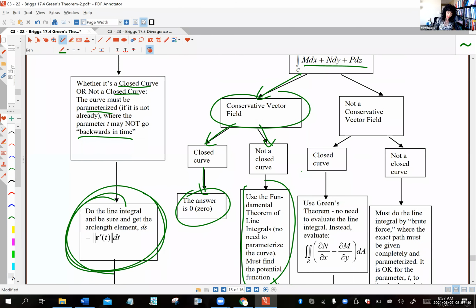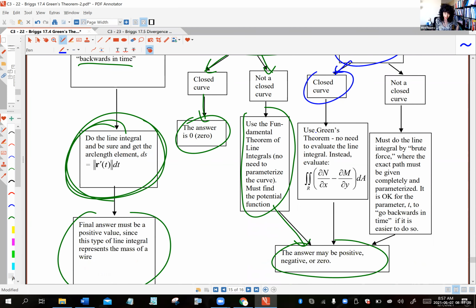Now, on the other path, what if the vector field was not a conservative vector field? You again want to ask that question: closed curve or not a closed curve? If it is a closed curve, cool, you can use Green's. You don't have to evaluate the line integral. You don't have to parameterize. You just do it. And then your answer may be positive, negative, or 0.